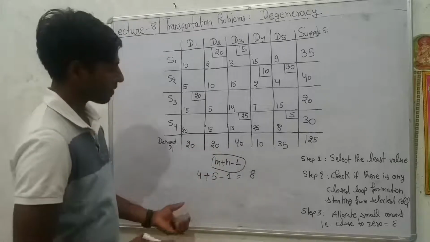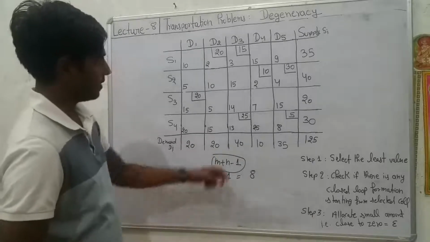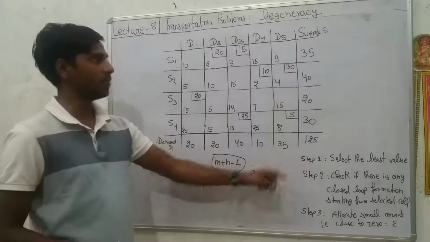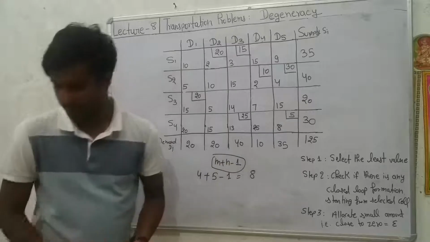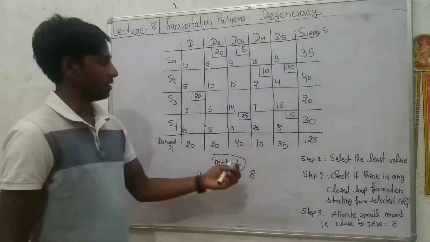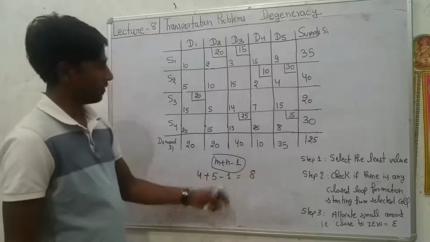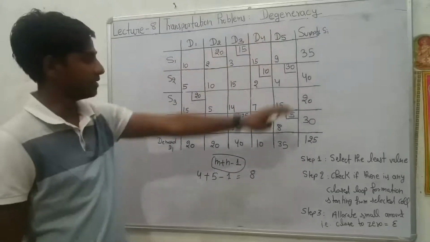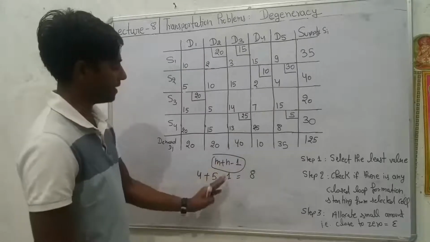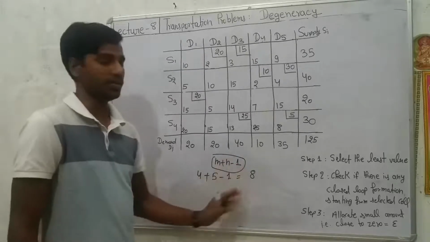In this particular case, we have calculated the initial feasible solution with the help of the least cost method, and this method generated an initial feasible solution with degeneracy. It means the number of occupied cells is less than m plus n minus 1.